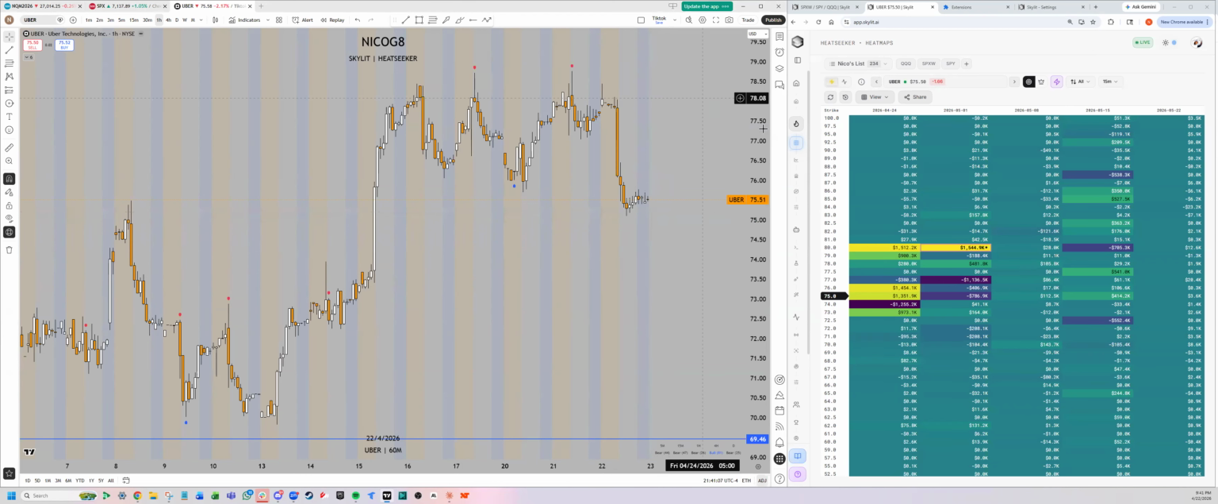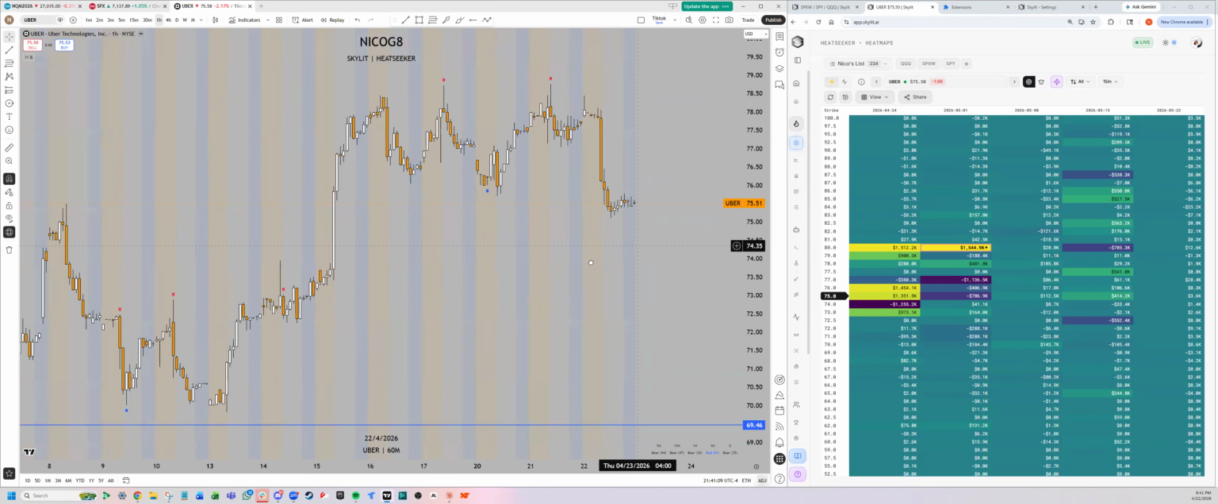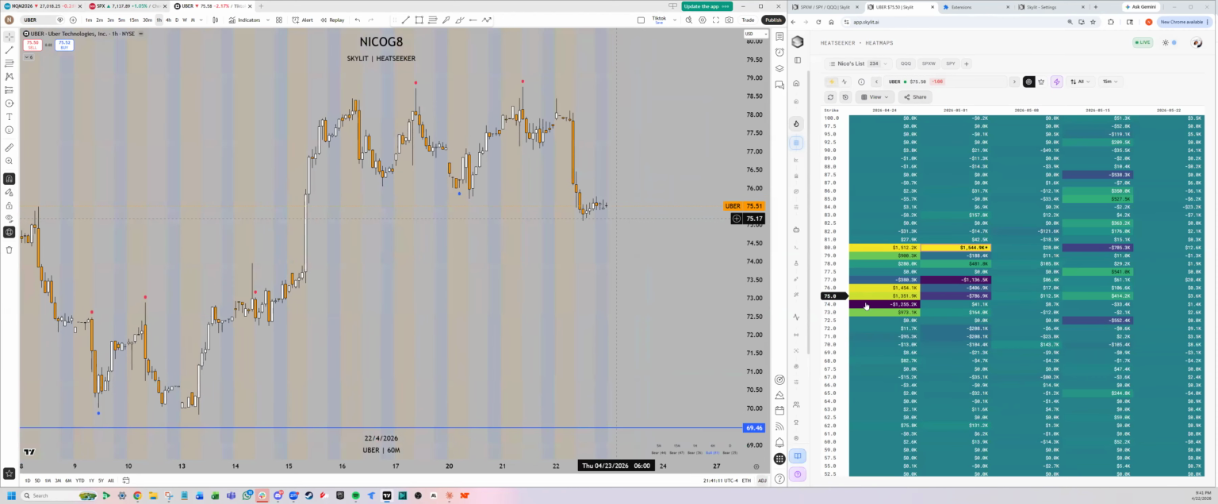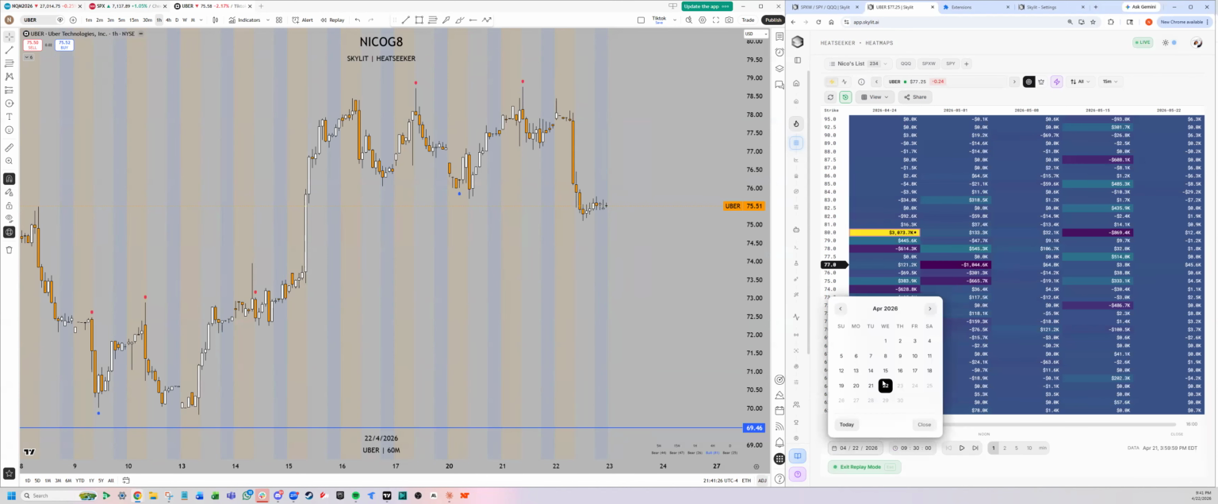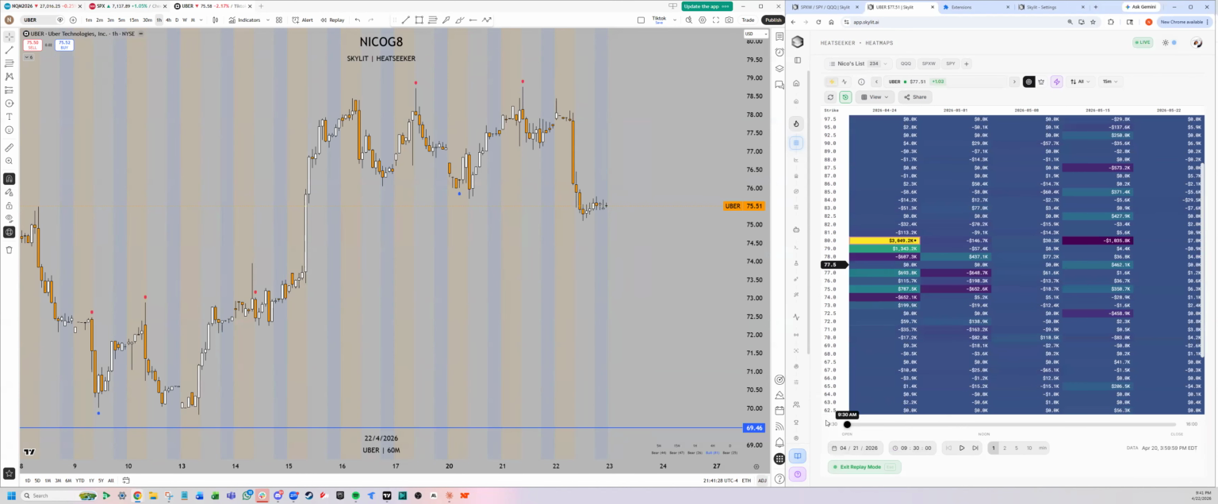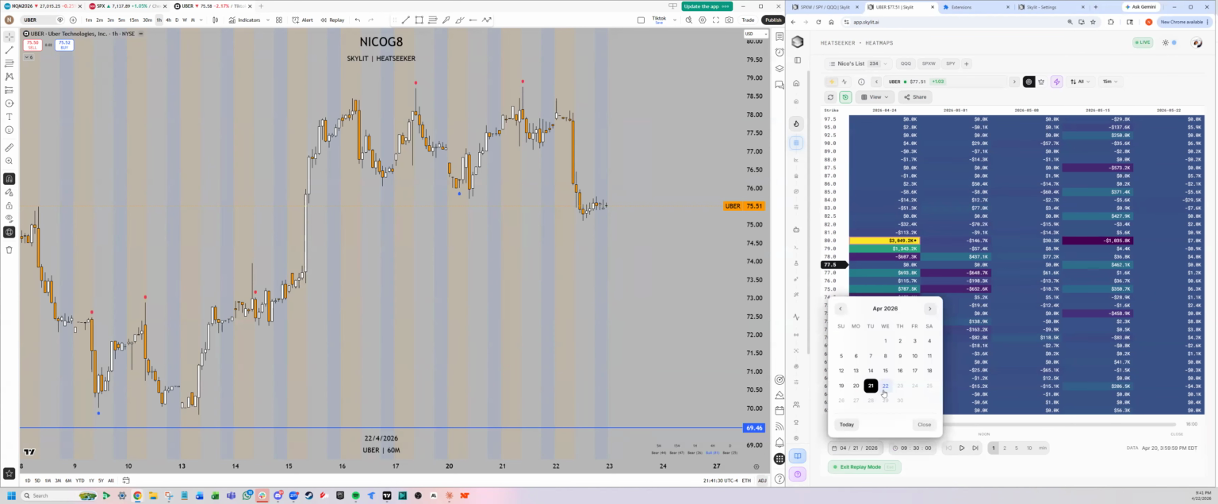So Uber, we just pushed away from like 78, 79-ish. We have a couple of notes here that look like they rejected. I would expect, if we check this replay, that yesterday we had almost all the volume up there, and even today at open.